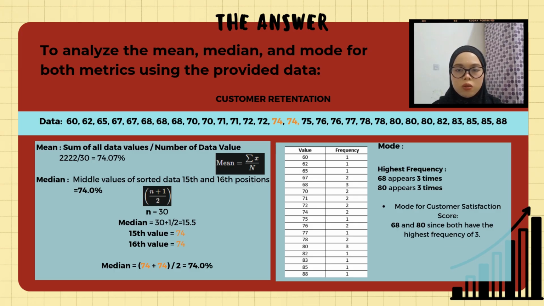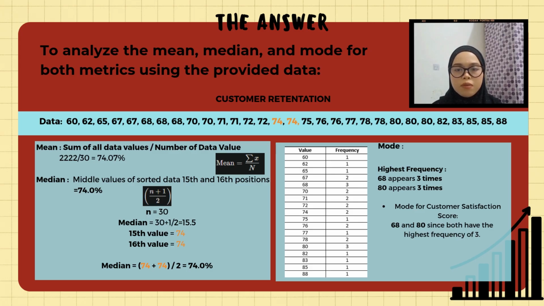Here I get 2222 as the sum of all the data values. Then I get 30 as the number of data values. So the total is 74.07%.